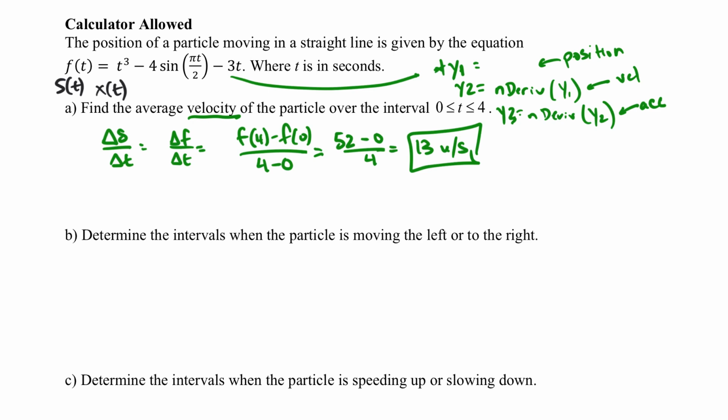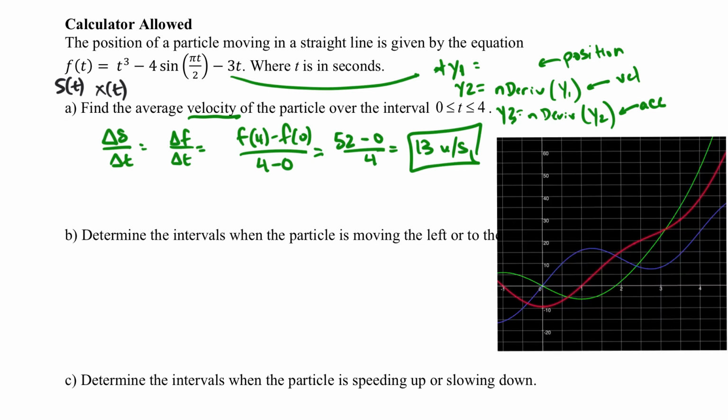Okay, so here's my graph for the position, the velocity, and the acceleration. This green one right here is going to be f of t. This red one right here will be v of t, so that is the derivative, as I had indicated to put it right here, derivative of y1. And then this bluish one right there is going to be the second derivative, which will be a of t, just so that we can clarify.